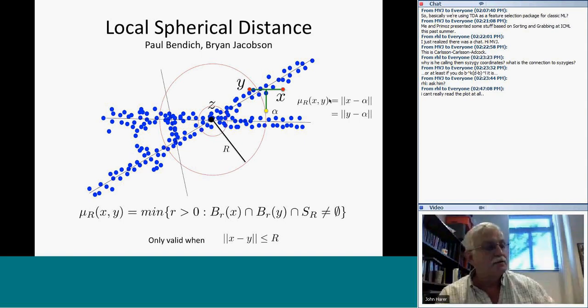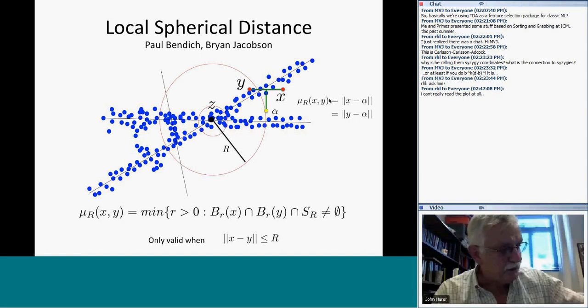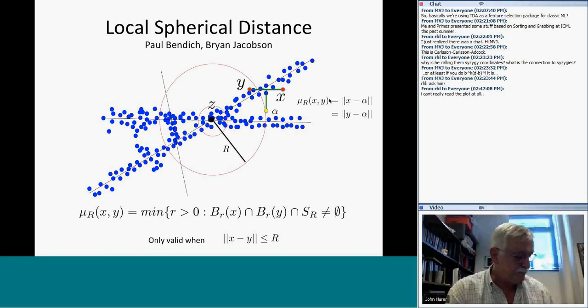So then we apply this local spherical distance, and we were trying to see if we can automatically discover the topics that different individuals were talking about. And so we've made some progress on that. It's kind of working. It's interesting.